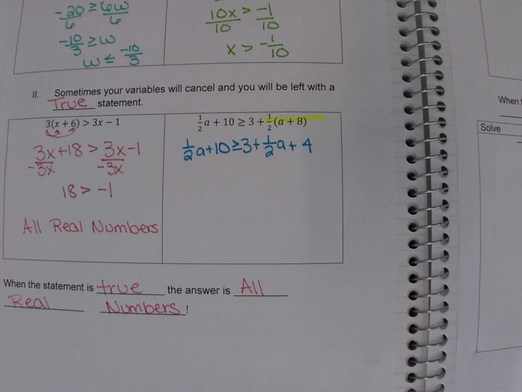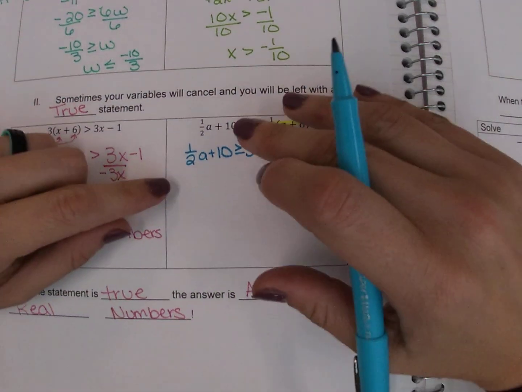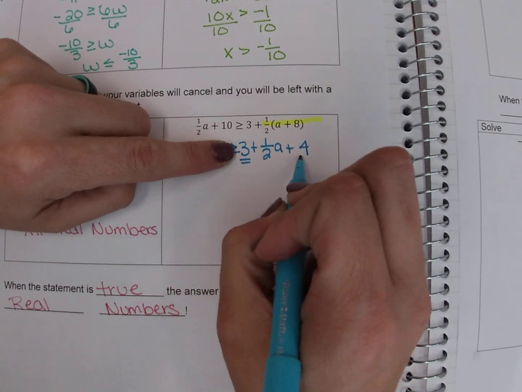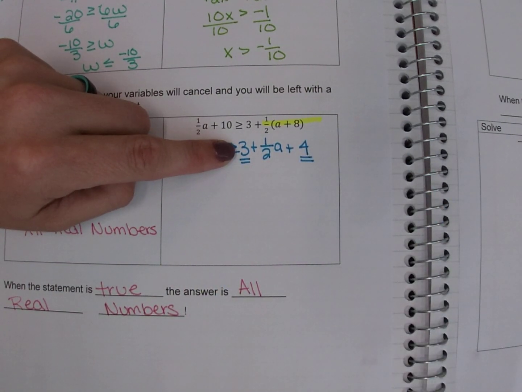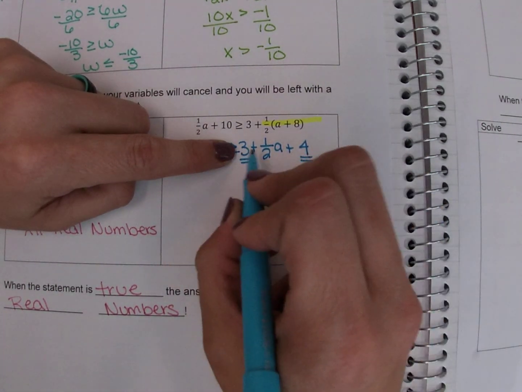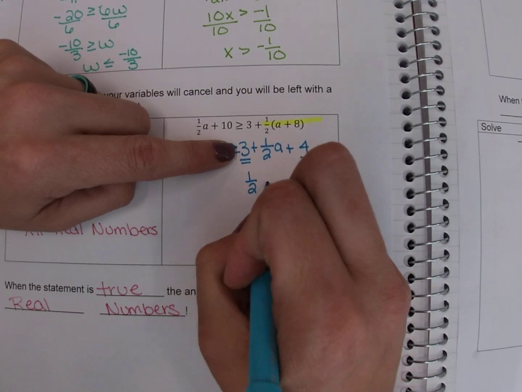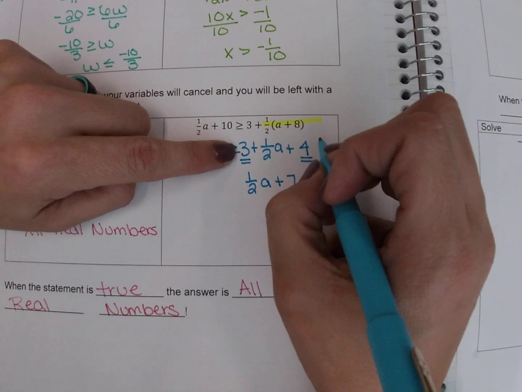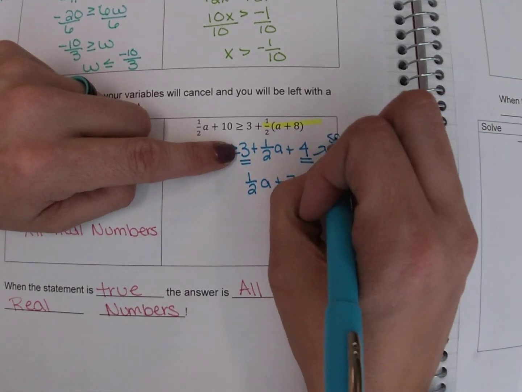Okay, step 2 says if there are like terms, we want to combine them. No like terms over here, but we do have like terms we can combine here. Okay, so 3 plus 4 gives us a 7. Those are on the same side, so we are combining them with the same sign.